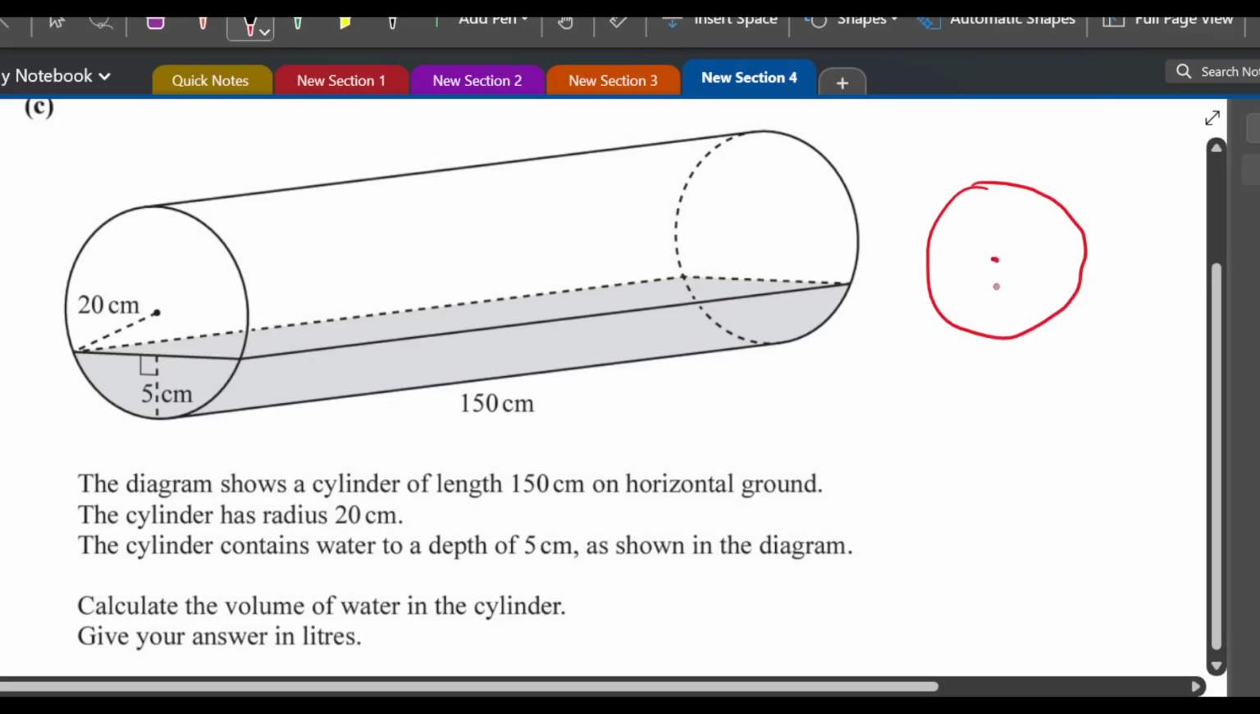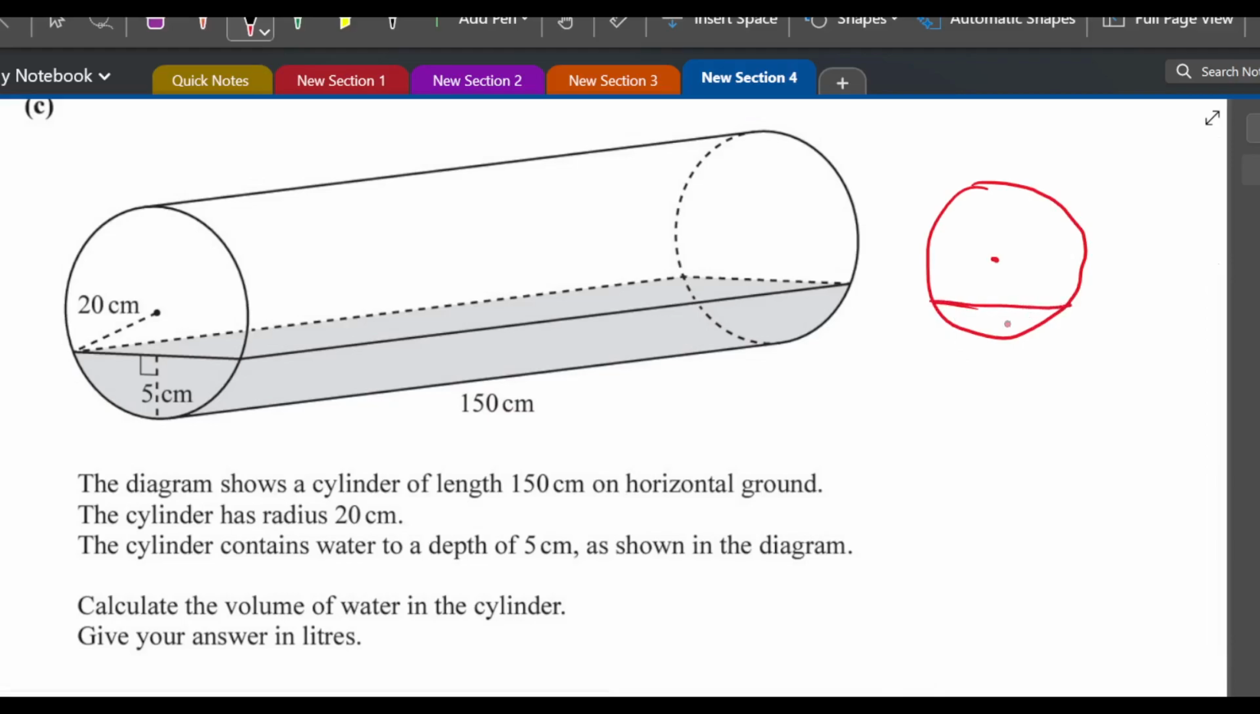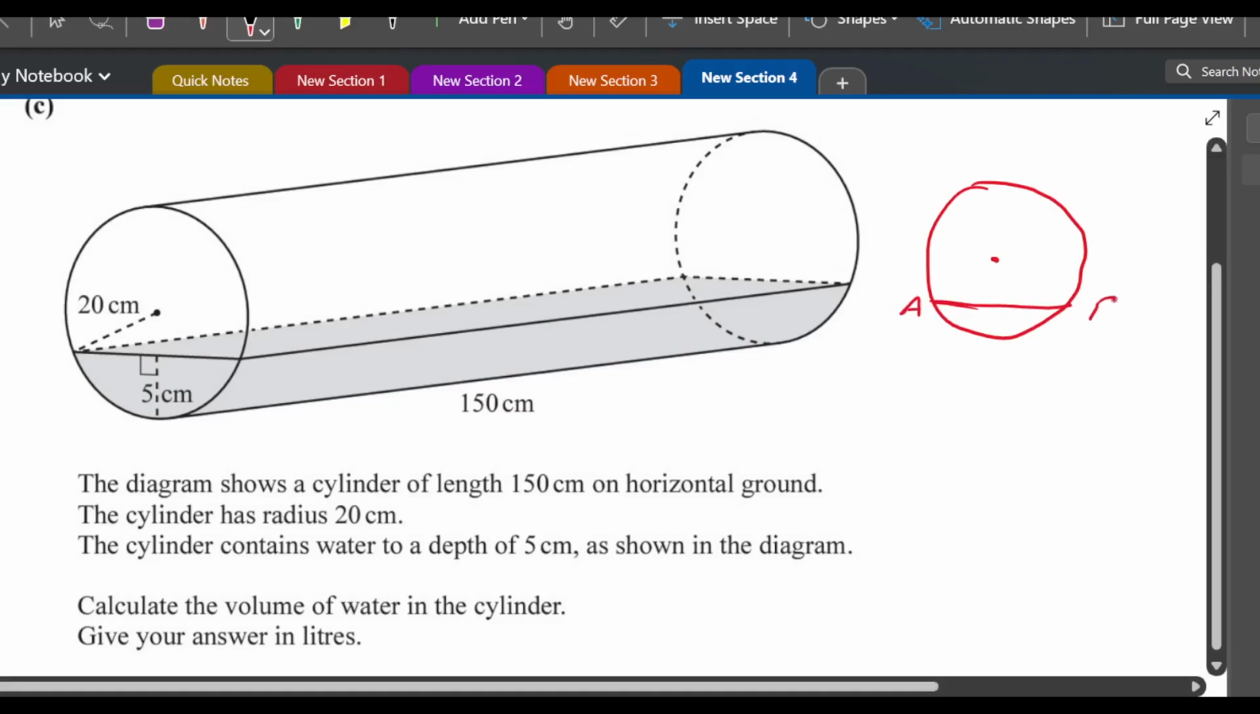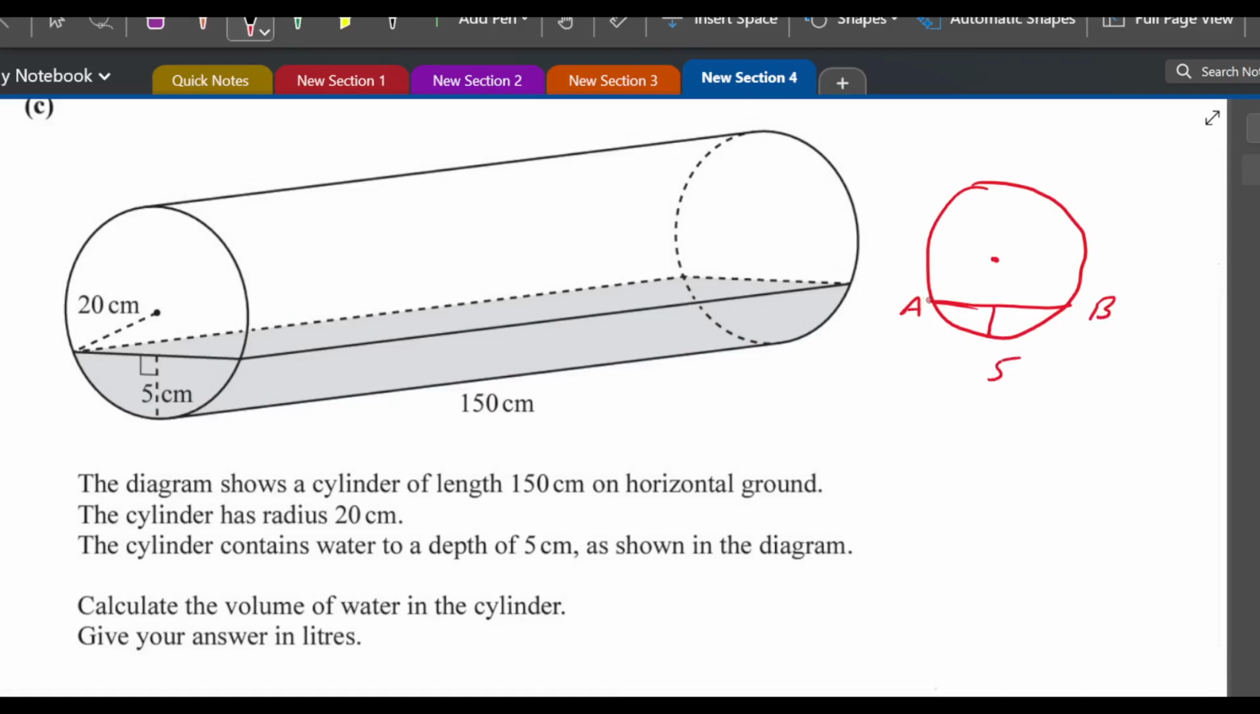Its center is here, and then you have this chord. Say I will name it as AB, and then this depth is given 5 and your radius is given 20. This is given 20 and you have to find this particular area. Okay, so as the height is 5, if I connect it with center, I will get this upper part as 15. Yes or no? And yes, it is going to pass through the center, so this is a right angle triangle.